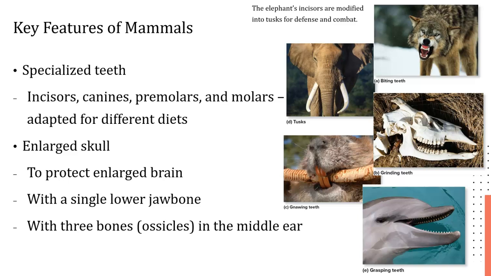We also have a single lower jawbone, compared to some of our fishes and other organisms that have different jaw structures related to their evolutionary history. And then we also have a specialized set of bones in our ear that helps with our hearing. So some of our cranial bone structures are just a little bit different than the other amniotes.